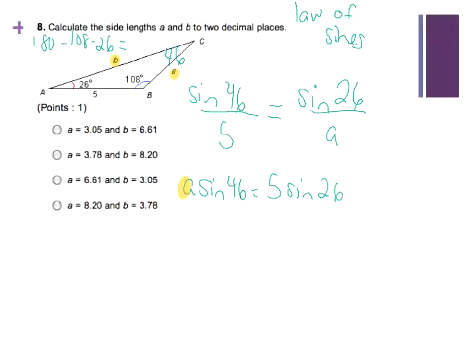Last step, how do you get A by itself? Divide. And this is just a calculator problem. So your A equals 5 times sine 26 divided by sine 46. So your A turns out to be, were you able to try that one?